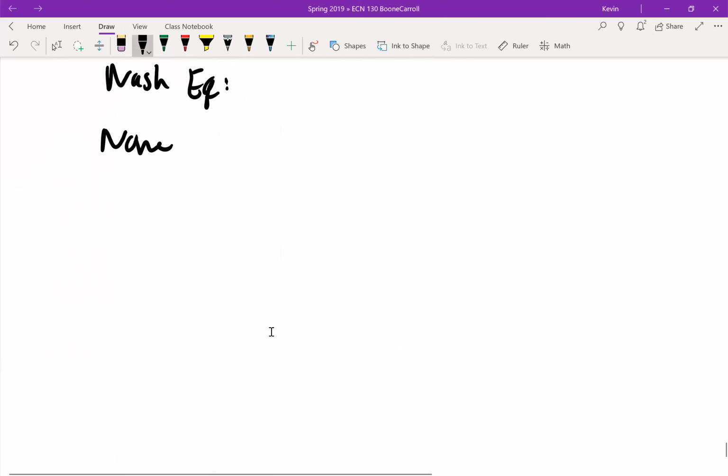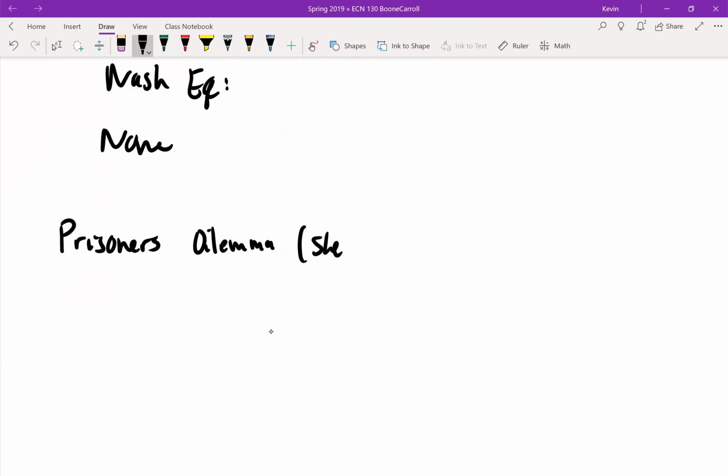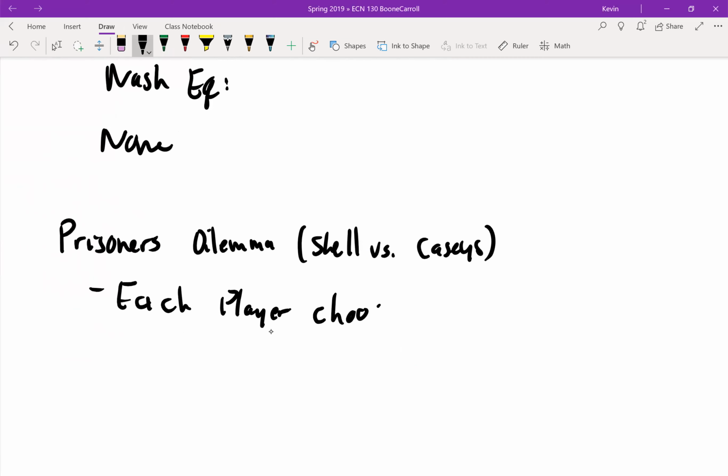And the last little bit that we said, the situation that we mentioned above, we talked about the prisoner's dilemma, right? And this kind of goes back to our Shell versus Casey's game. And what we see in this case is that we kind of see a couple things. One, each player chooses their dominant strategy to reach Nash equilibrium.